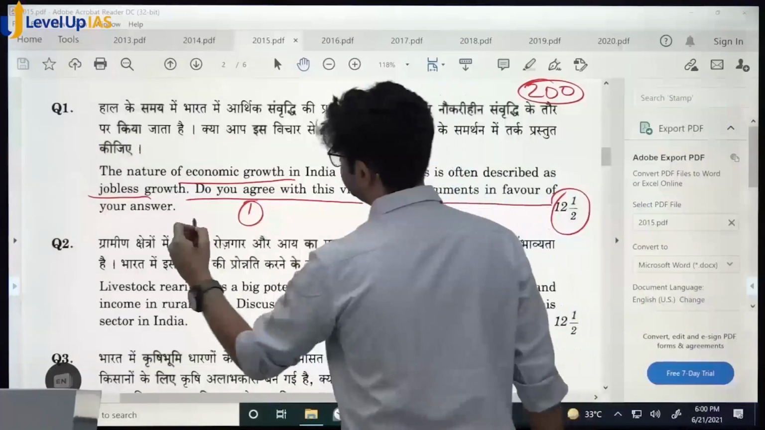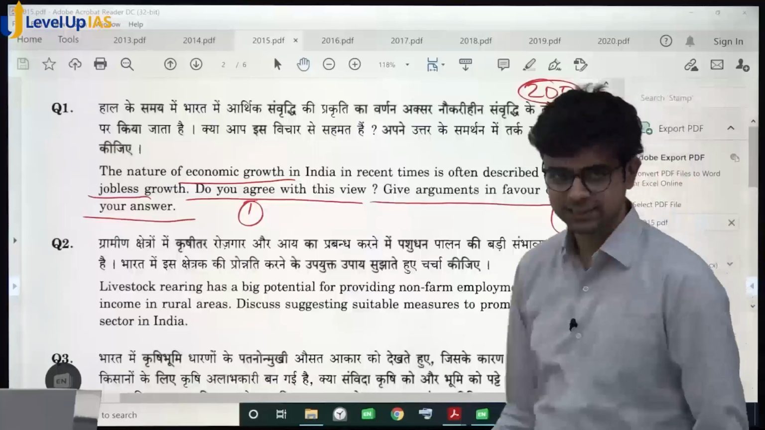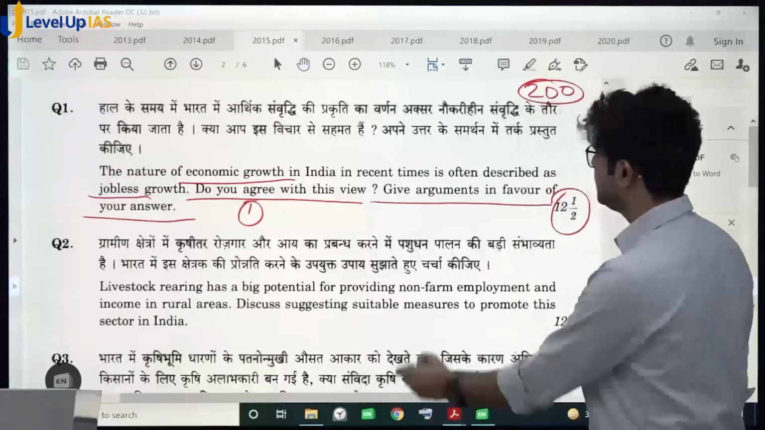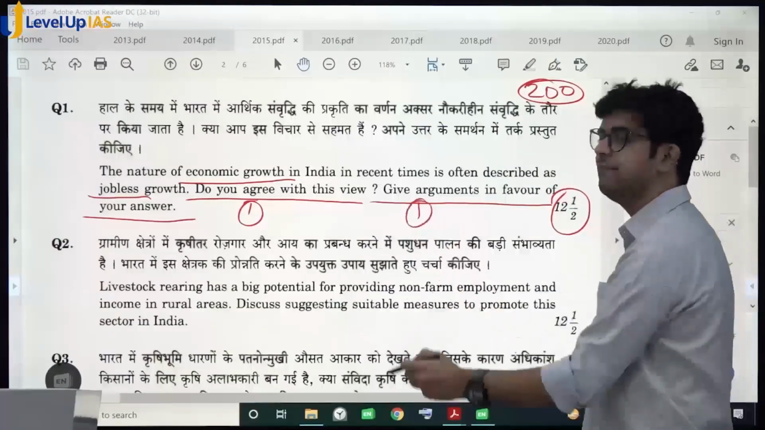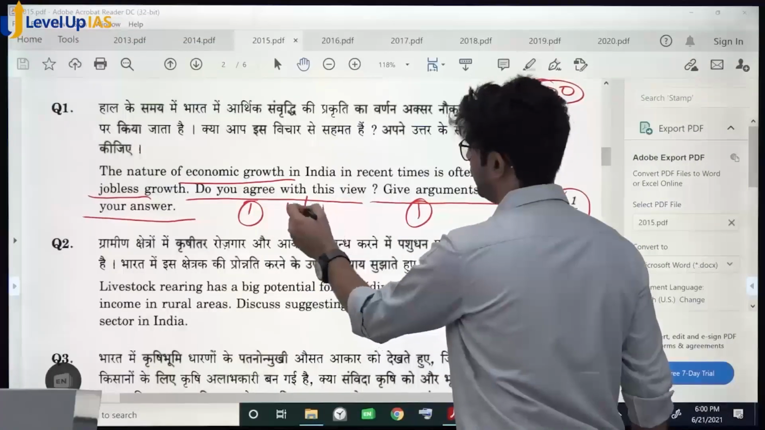Second part. Now this is not actually a second part. If you see this, this is an extension of the first part only, because normally we were assuming that they are asking yes or no, and we were giving reasons on our own. Is it not?